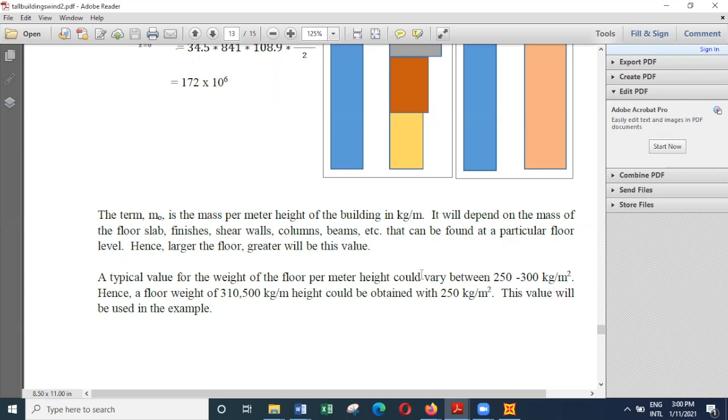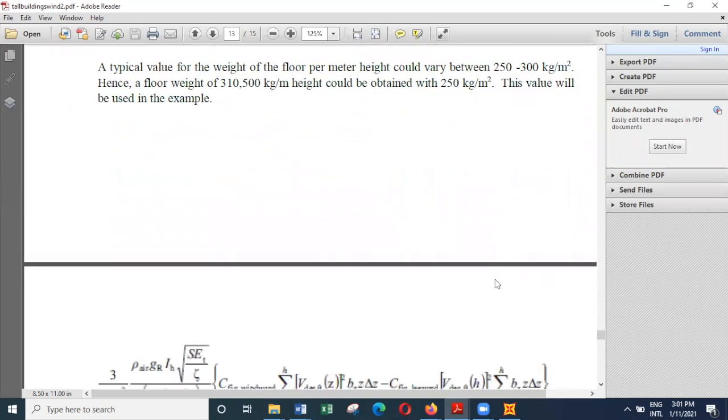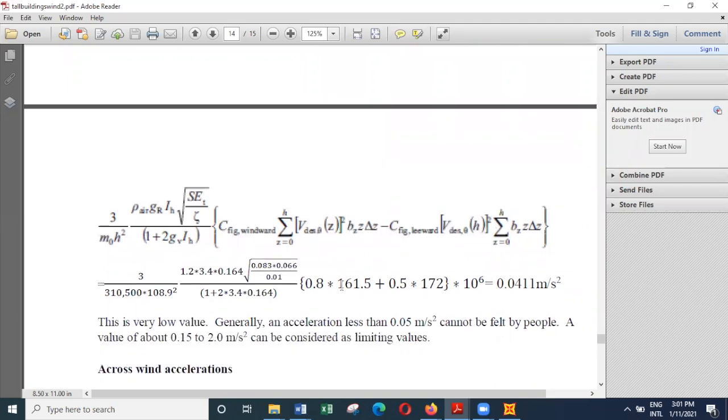And then if you divide that number by the area of the building, you can see where you stand, whether you are below this value, within this range, or outside this range. But this is the general range. And I'll show you later that the mass of the building is also a very important parameter when it comes to the calculation of the acceleration. So with all this, now we can substitute in the equation. And here you can see rho air is 1.2 and GR is 3.4. This is 0.164.